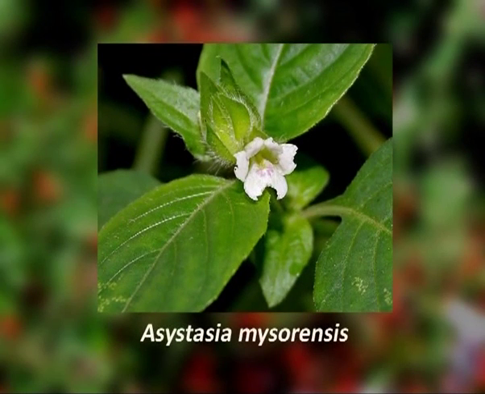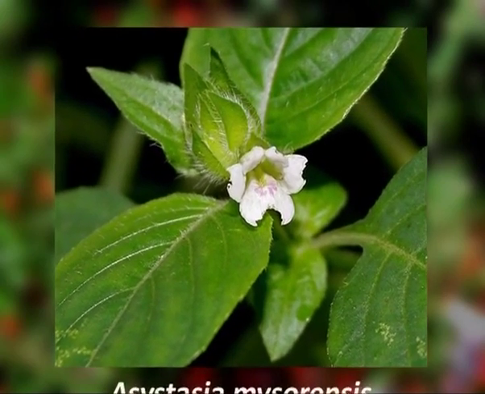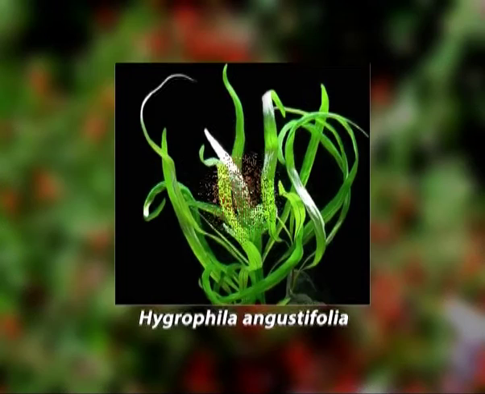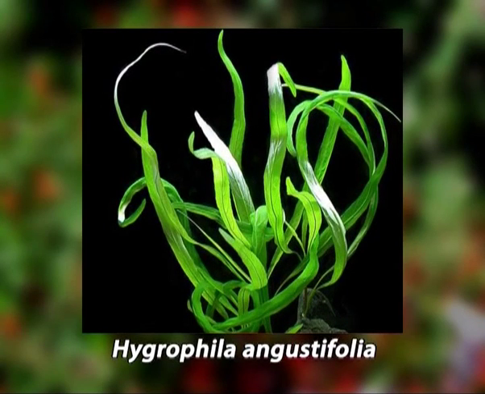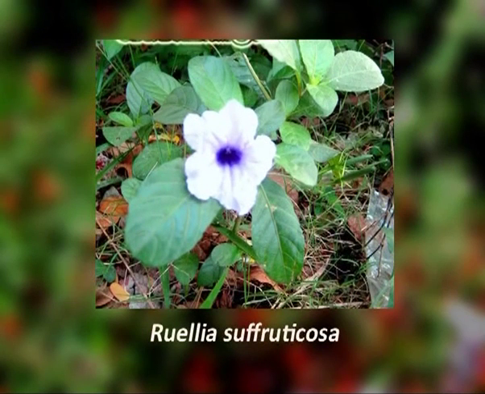It's an edible plant found in Africa. It's used as a leafy vegetable and for animal fodder. Hygrophila angustifolia is another edible plant from Acanthaceae. There are dye-yielding plants in this family also, for example, Peristrophe bivalvis. And Ruellia suffruticosa is used in manufacturing beer.